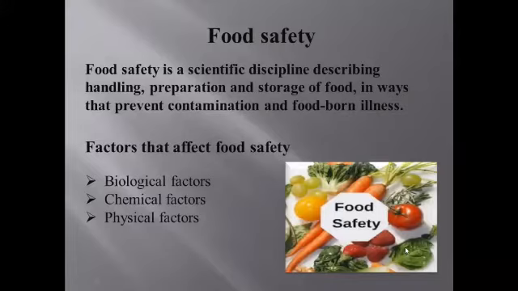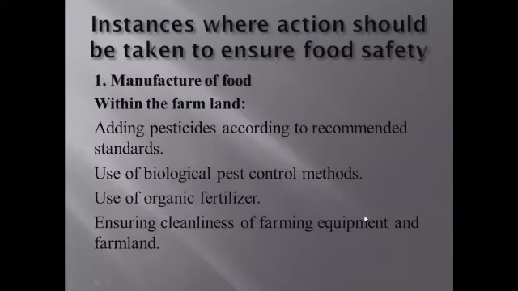Now we are moving to the next level. This is the heading: steps where action should be taken to ensure food safety. Where do we need to get this food safety? They have five main things: manufacture of food, transportation of food, storage of food, preparation of food, and consumption of food. We are going to see these five one by one with examples, girls. Now see manufacturing of food.